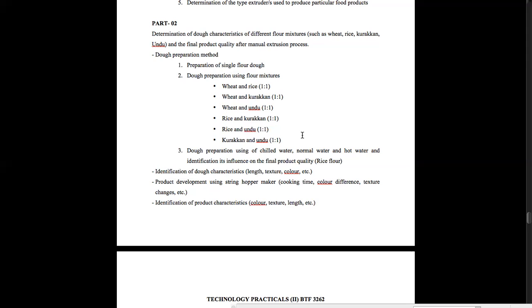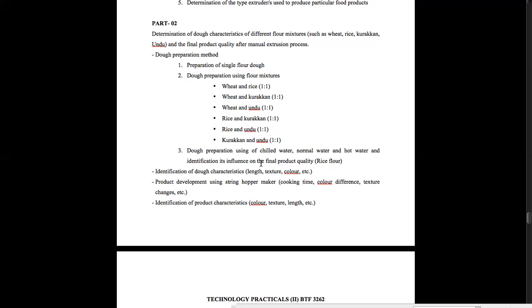as we discussed, we use water here, and now we are going to change the type of water, maybe chilled water, normal water, and hot water. Then we can identify the differences, right? We are going to use the same raw materials, but different temperatures of water. There are some differences, so you had better identify and observe the differences and changes. Thereafter, we can do product development.